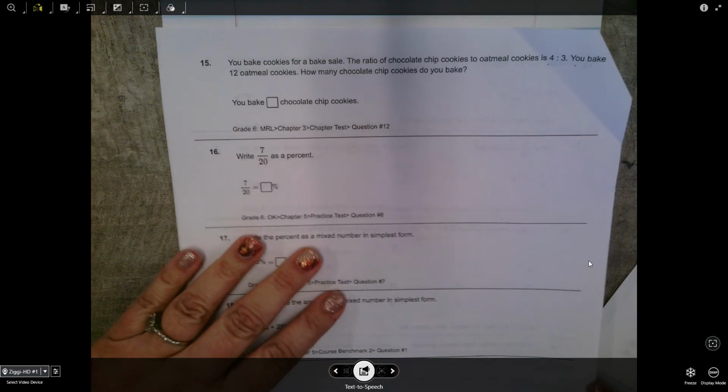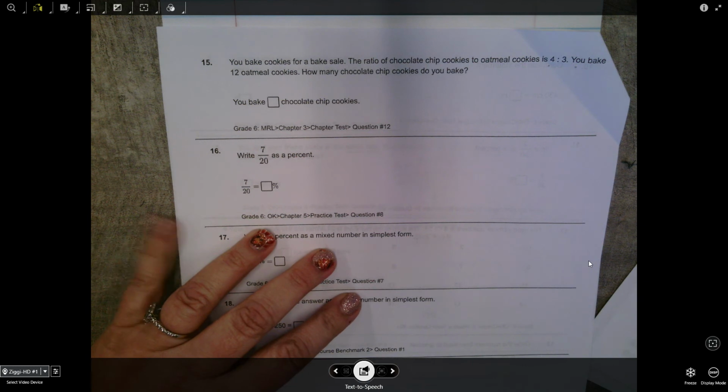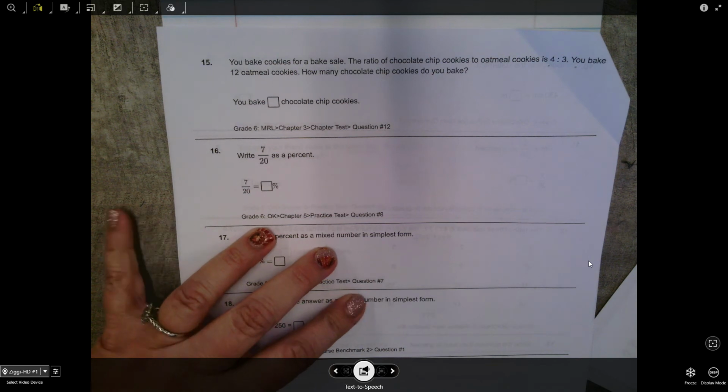Number 15, you bake cookies for a bake sale. The ratio of chocolate chip cookies to oatmeal cookies is 4:3. You bake 12 oatmeal cookies. How many chocolate chip cookies do you bake? Make a table.